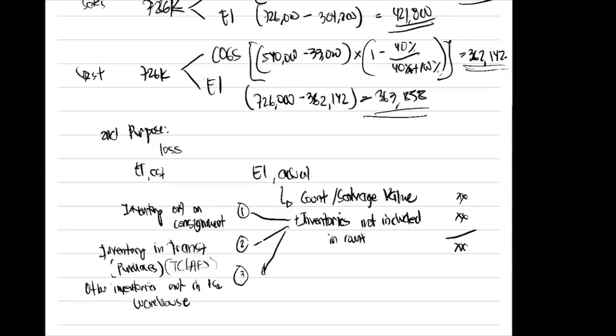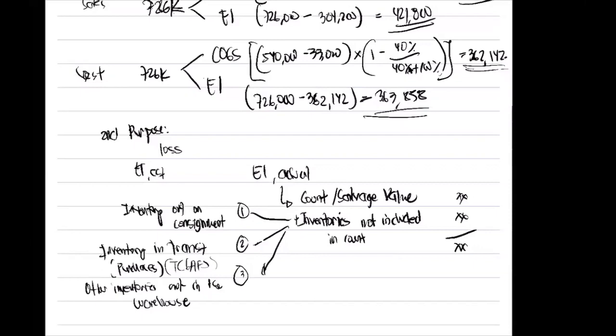It is equal to your cost or salvage value plus any other inventories not included in the count. So what are these inventories not included in the count? Examples are inventory out on consignment, inventory in transit, and other inventories not in the warehouse but still existing.